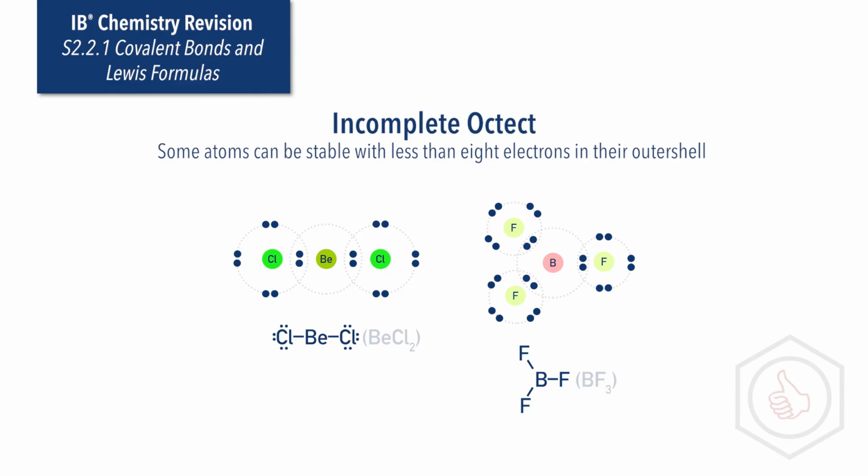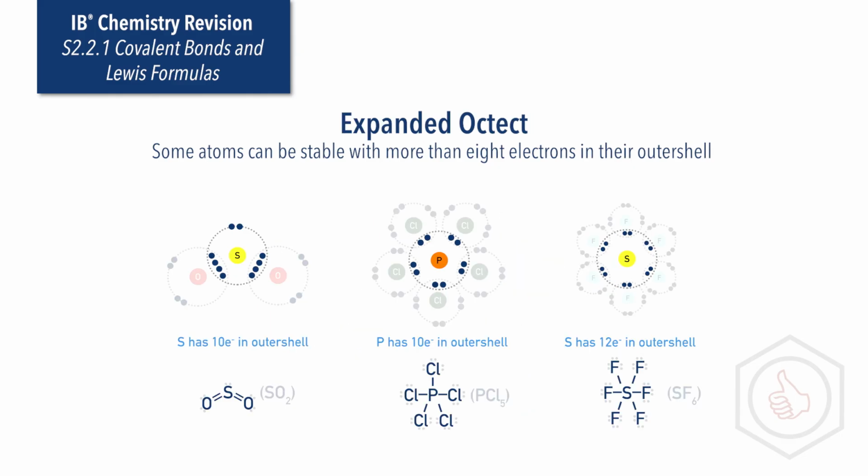Sometimes bonded atoms can have more than 8 electrons in their outer shell, such as SF6, and this is referred to as an expanded octet. This is covered in much more detail for AHL students in S2.2.13, Expanded Octet and VSEPR.